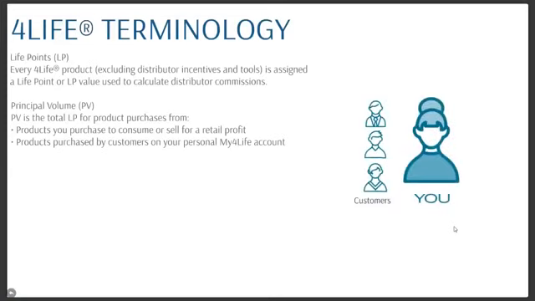Let's look at an example of that. So here's you and your customers, either My4Life customers or legacy customers. Any LP that's done by them and you all is going to accumulate to be your principal volume, or your PV. So in this month, if this was you, you would have 410 PV.